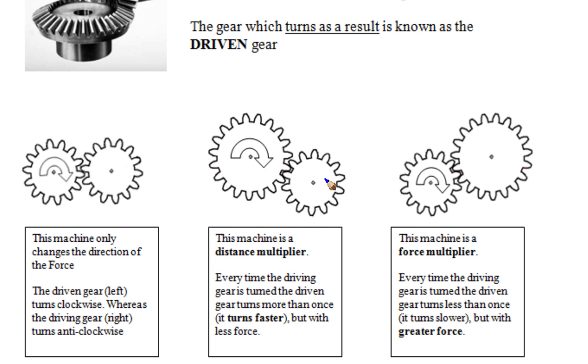but it'll have less force. For this one here, we've got a driving gear that's smaller, so every time I turn this around once, the bigger wheel here is going to turn around less than once. It's not going to go quite all the way around. So you can imagine this, the smaller gear, if I turn that around once, the big one might only go around sort of half a turn. So what's happening here is we're actually getting less distance out, but the bigger wheel, the bigger cog, will turn with more force.